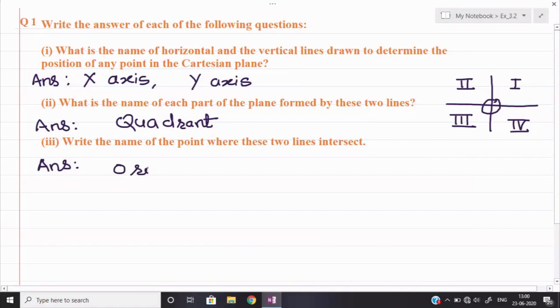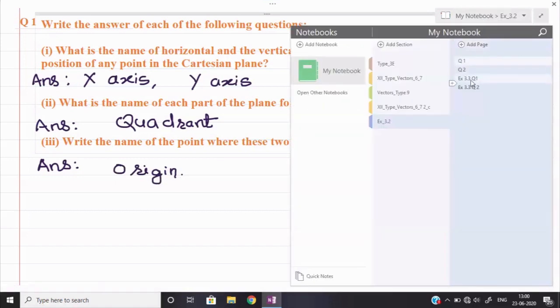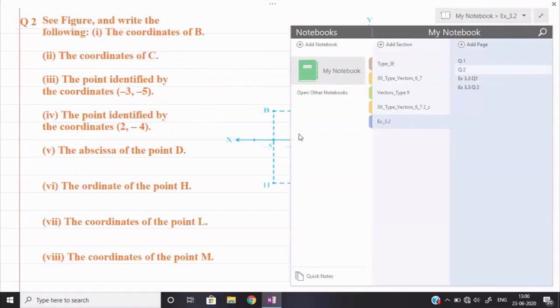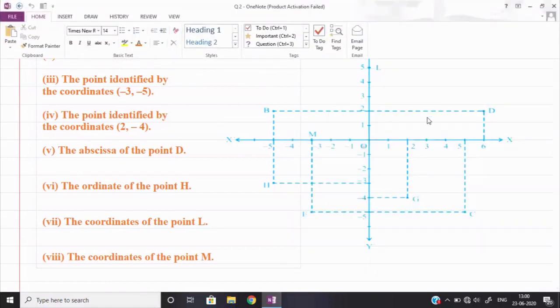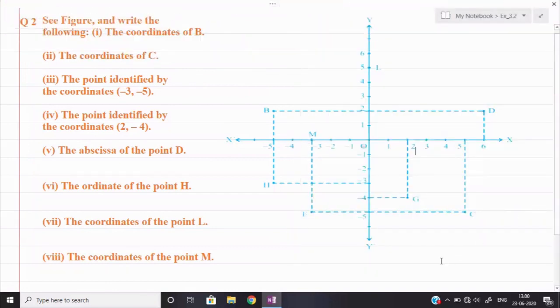So you can write down the answer in your notebook in this manner. First of all, write down the question statement and then write down the answer in this manner. Now let us see the second question of exercise 3.2. See, in the second question, what is given? In the second question, they are saying to us, see the figure and write the following.